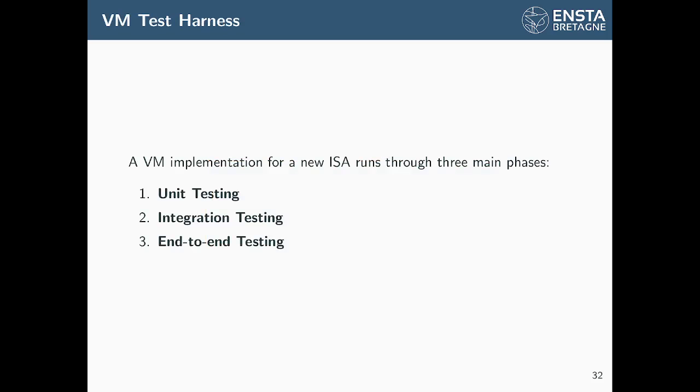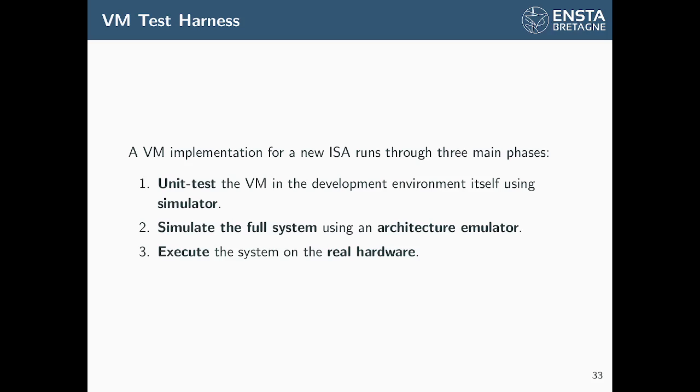Another thing is that for the VM there is already a test harness available. So a VM implementation for a new ISA runs through the 3 main phases of unit testing, integration testing, and end-to-end testing. Applied to the VM, you would unit test the VM in the development environment, so within Pharo, using a simulator through FFI. And then you would simulate the full system using an architecture emulator such as QEMU, and execute the system on real hardware as the last step.